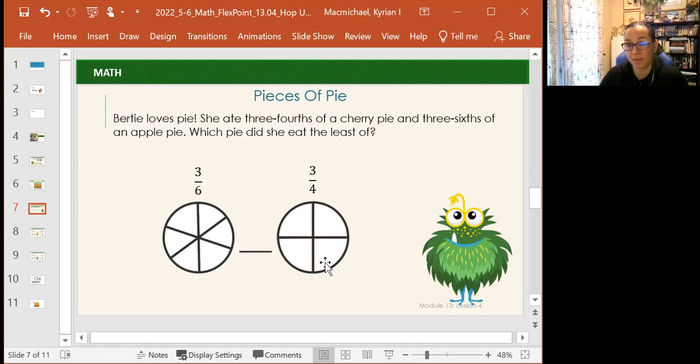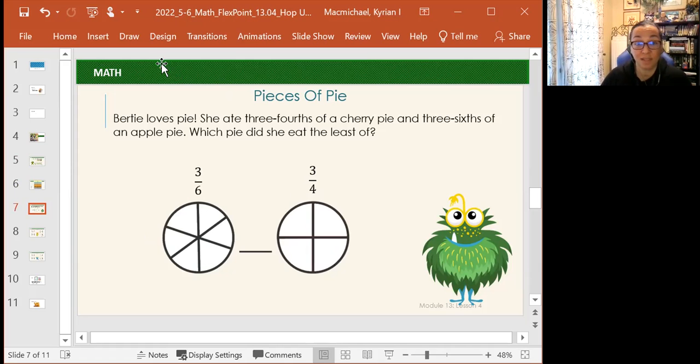And I look, when I cut my pie into 4 pieces, I can compare the size of those pieces. So I see that the 4ths are larger than the 6ths. I have 3/6 and I have 3/4. If I have 3 pieces that are larger compared to 3 pieces that are smaller, which one would give me the least? And this one is a tricky one.